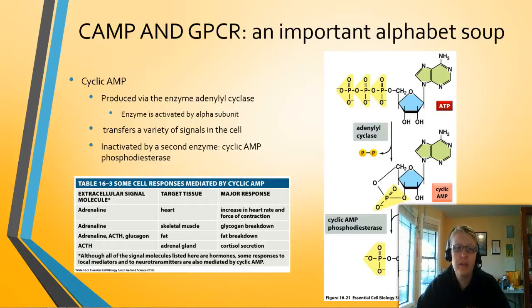All right, so the first thing we're going to talk about is cyclic AMP. Sometimes you'll see it abbreviated as cAMP. cAMP is a very important secondary messenger, and it works a lot with GPCRs.